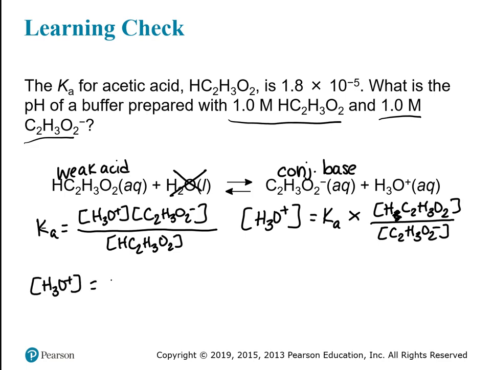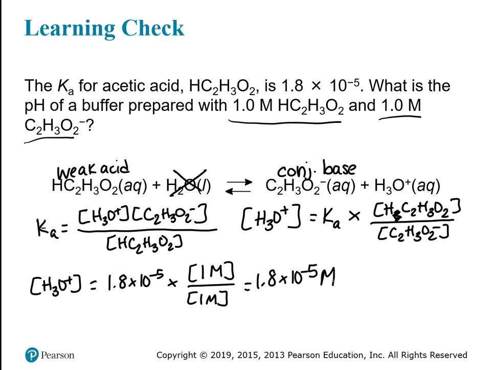When you fill in those numbers, you'll see that the concentration of the hydronium ion is 1.85 molar. Okay? We're not done yet. The question is asking for the pH of the buffer. So make sure that you don't just stop here. That's not what the question is asking.